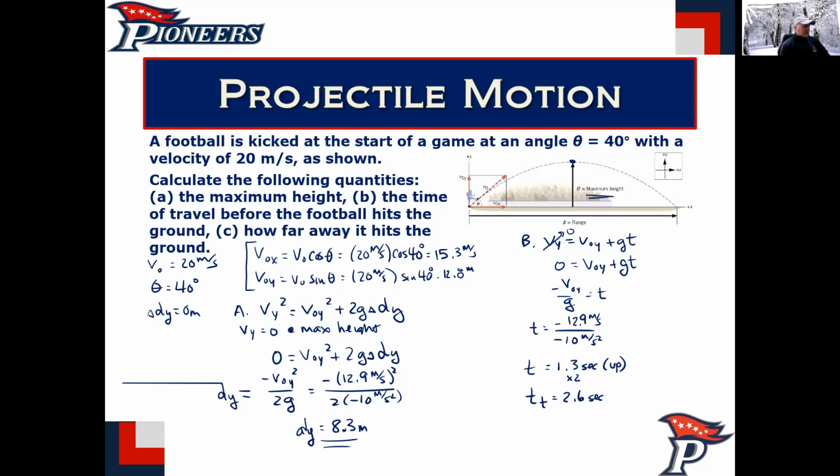How far away does it land? The nice thing about this is that for x, it's always the same. I've said that a lot. X is always the same. That is an x, even though it doesn't look like one. Solve for dx. It is Vx times time. It's 15.3 times 2.6. Didn't give myself enough room again. Right, so 15.3 times 2.6, 39.78, so 39.8, you could round it to 40.